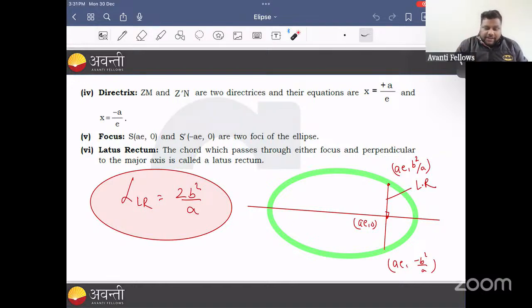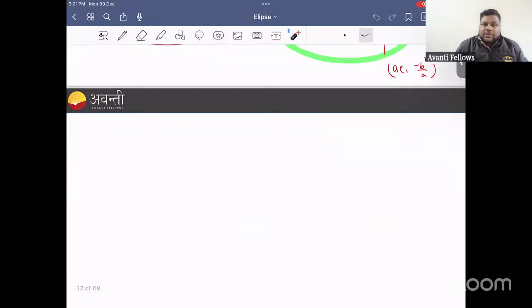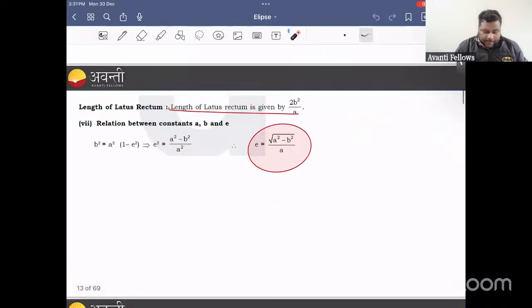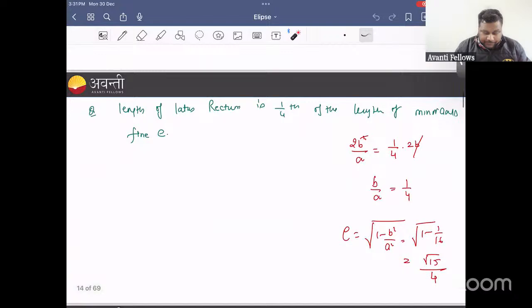So in case of an ellipse, the length of latus rectum is 2b square upon a, and you can obtain this simply from the equation of the ellipse x square by a square plus y square by b square equals 1. If I replace x by AE, then the y coordinate you get is plus minus b square upon a. So the length of latus rectum is 2b square upon a. Am I clear?